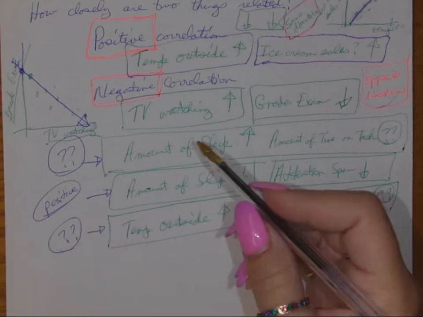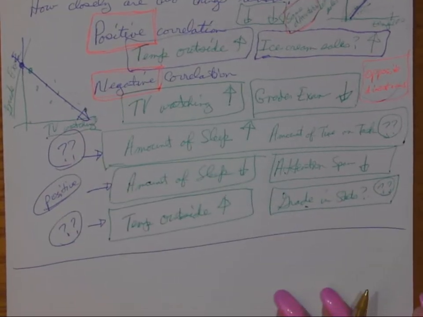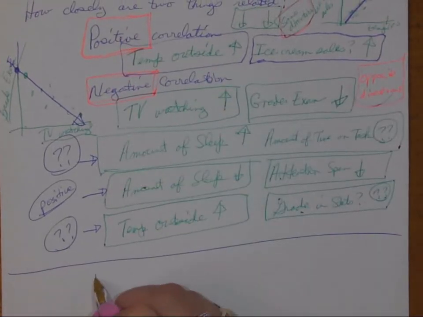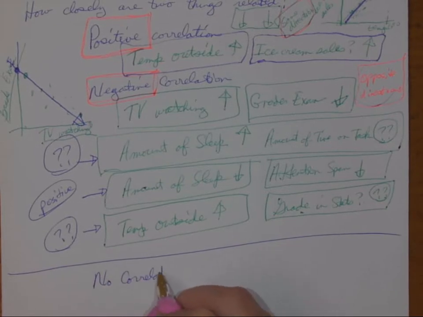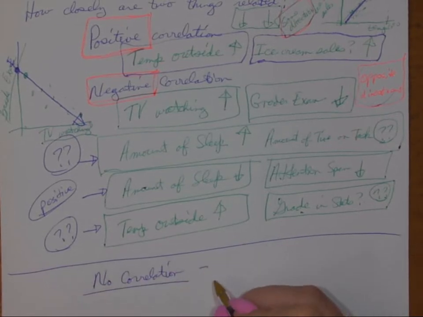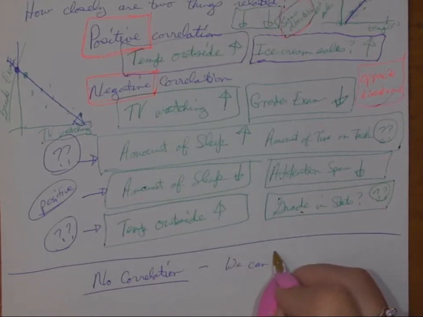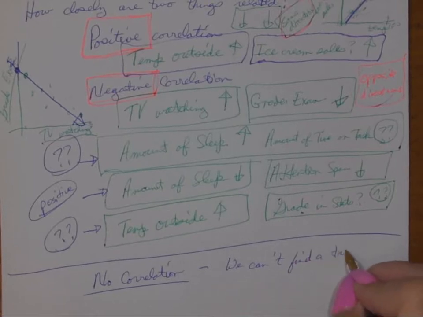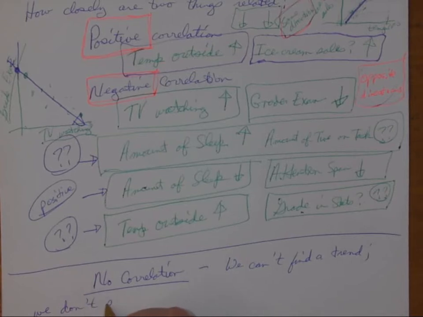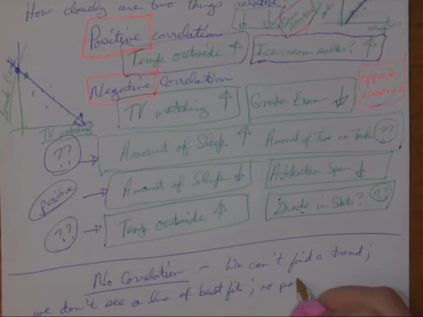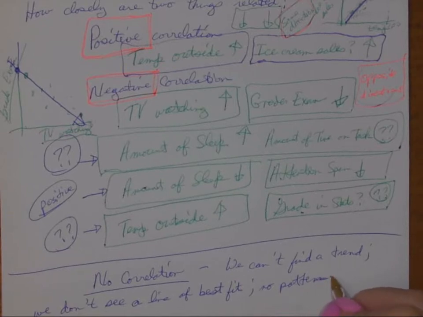So what about some of these question marks? That's what people start asking. Well, there's a couple of other options. Okay, these were both linear. There's a no correlation. Okay, and what that means is we just can't find a trend. We just can't estimate it. Okay, we can't find a trend. We don't see a line of best fit anywhere. Sort of like no pattern. There's no pattern at all to that data. We can't see anything. Okay, so that's one of the things that could happen.